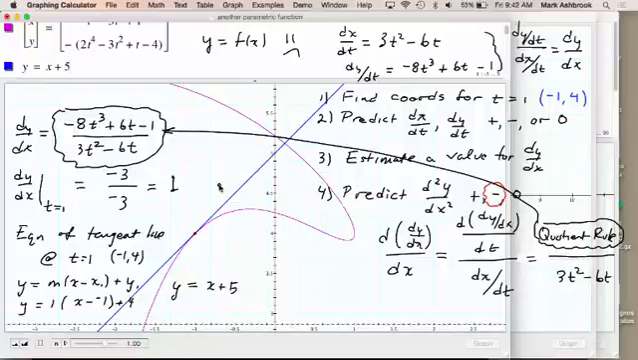Questions on the second derivative? Okay, we're going to change gears a little bit here. Last chance for questions.